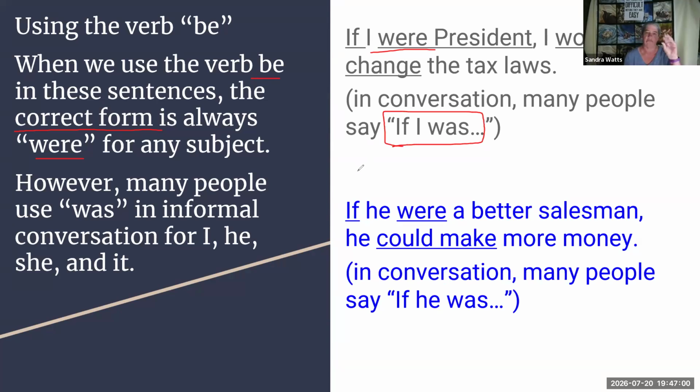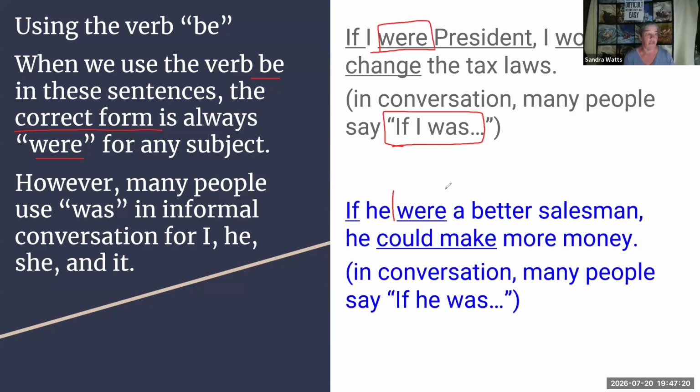So if you're just having a casual conversation with somebody, "Oh, if I was rich, I'd buy a house." But if you want to sound like you really know your grammar, were is technically the correct form.